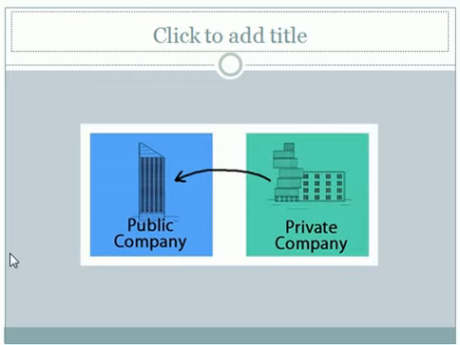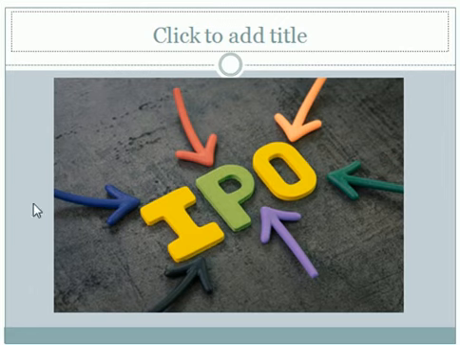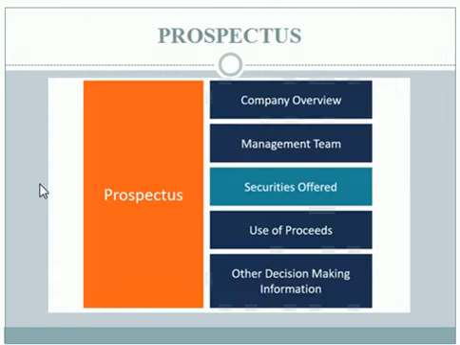So when a private company wants to become a public company, then it needs to go through a process of an IPO. It stands for Initial Public Offering. In this process, a private company offers the public the shares of that company. This process starts with the preparation of a prospectus.